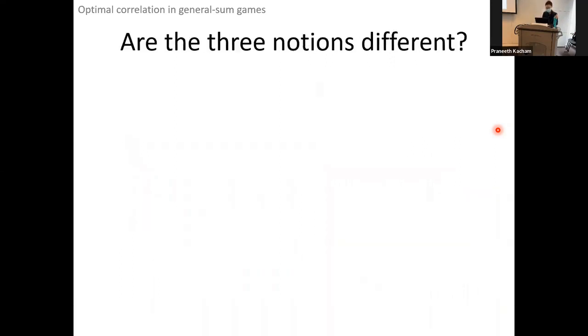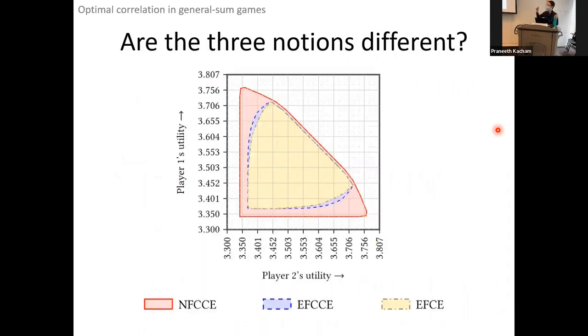Okay, so one question, are these three notions even different? And it turns out, yes.